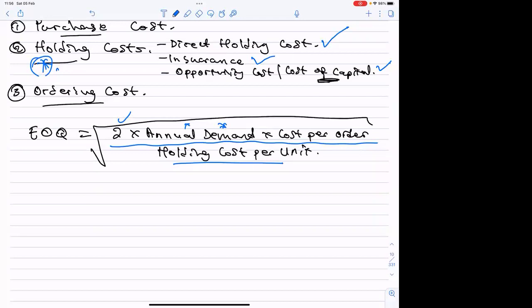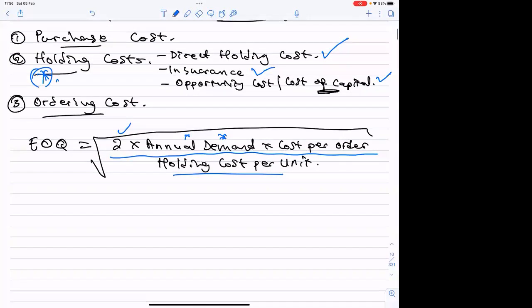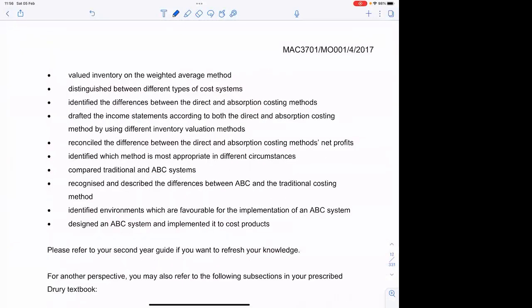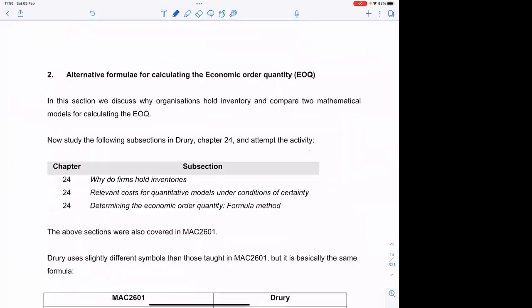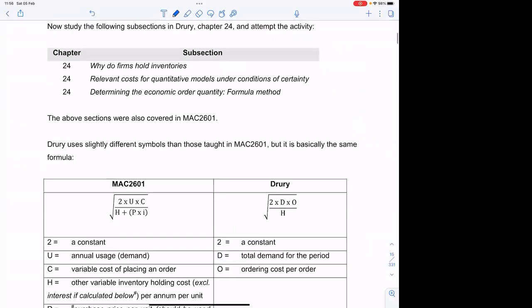Or if you're given per month, you multiply by the number of months. Given per week, you multiply by the number of weeks. Then you divide by the holding cost per unit. Remember the holding cost, we said it is the direct holding cost, the insurance, and the opportunity cost or the cost of capital. Now, I want us to look at a question that we are going to apply.